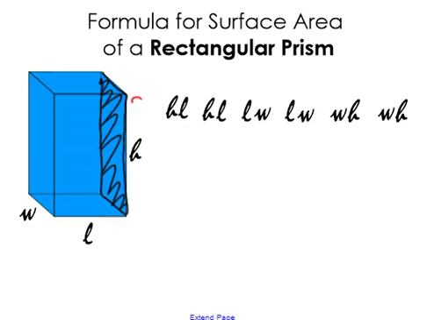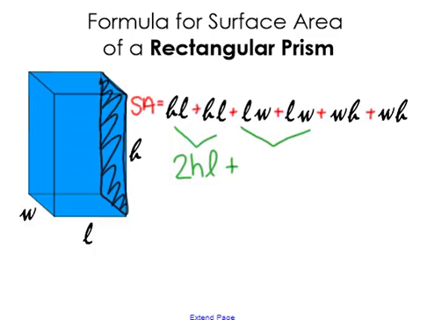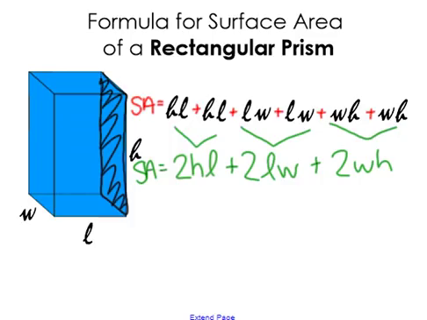So now we can set it up and show that surface area is equal to all 6 of those face areas added together. And we can go ahead and combine some of these together to make it a little bit easier to work with. And so right here, I have height times length plus height times length, which would be 2 times height times length. And then I can also combine my 2 length times widths and my 2 width times heights.